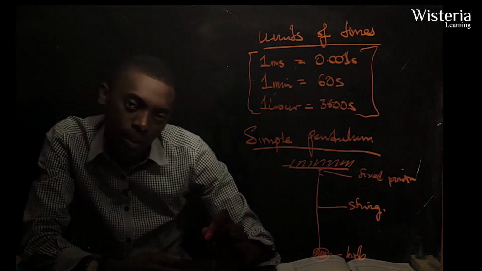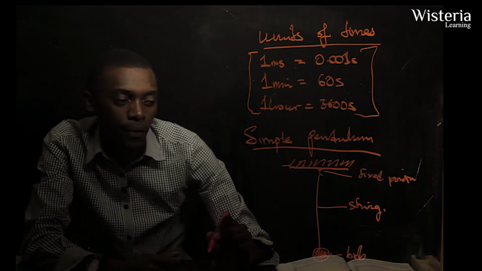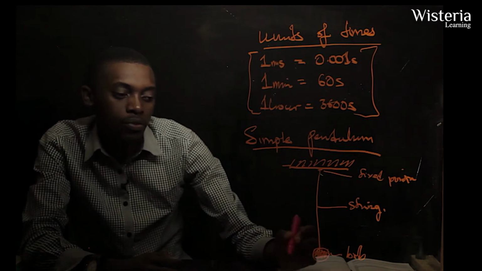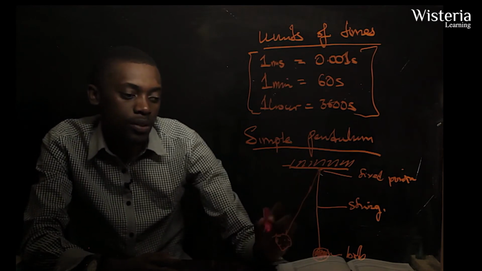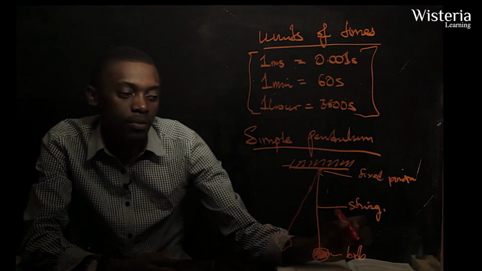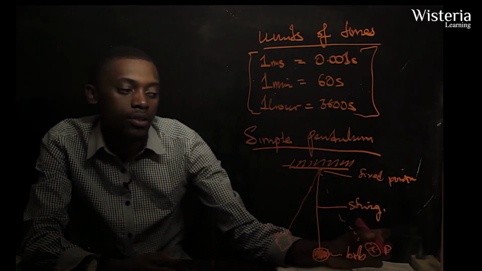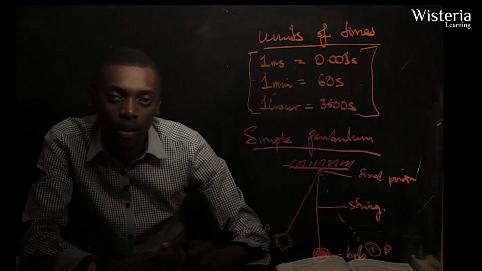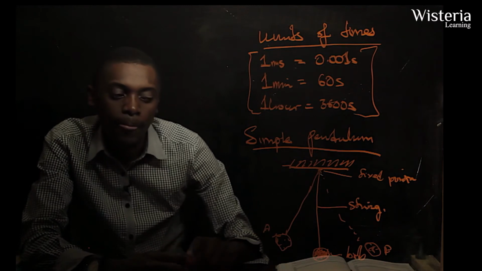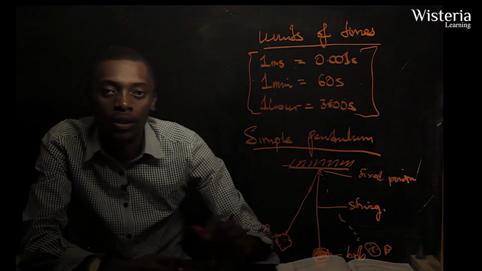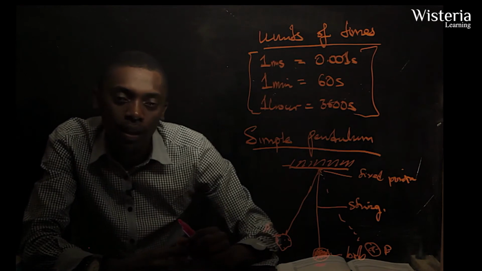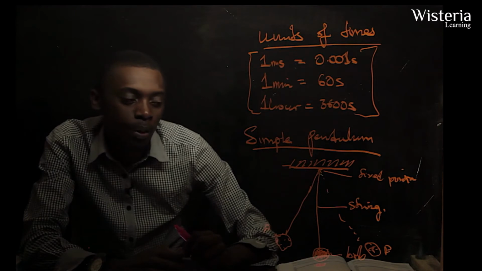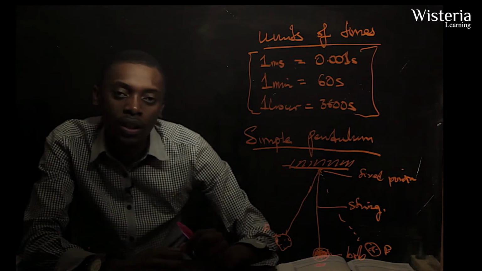The simple pendulum will swing back and forth between two positions, position A and position B, and this is its mean position. So a simple pendulum will swing between position A and position B, and this shows its mean position for its swings. So you need to know what usually happens if a bob swings between position A and B.